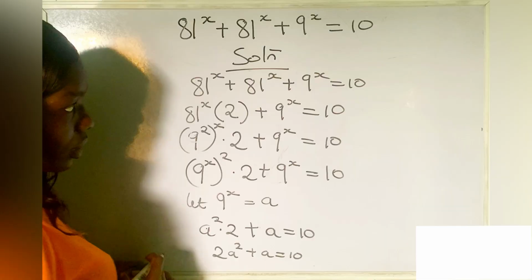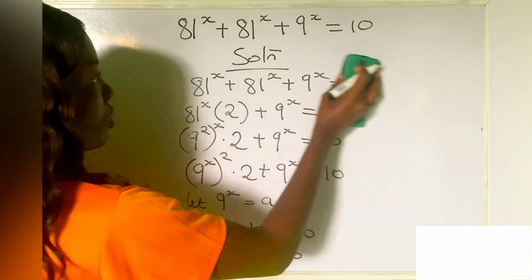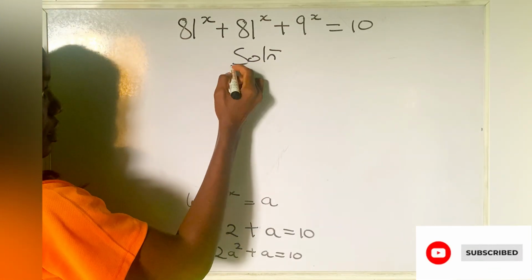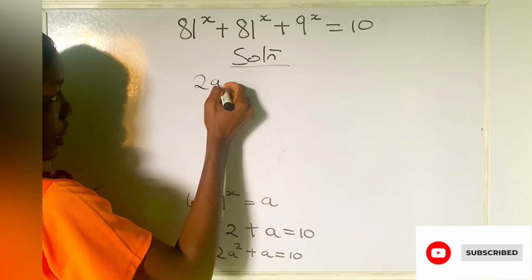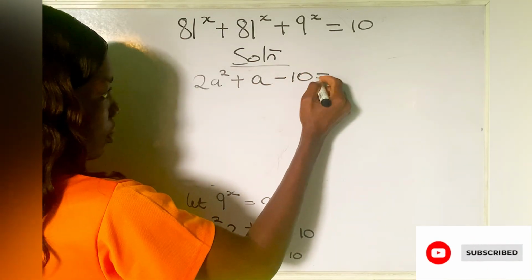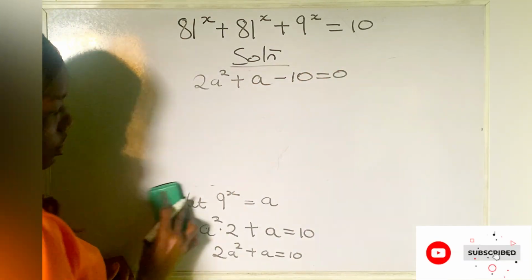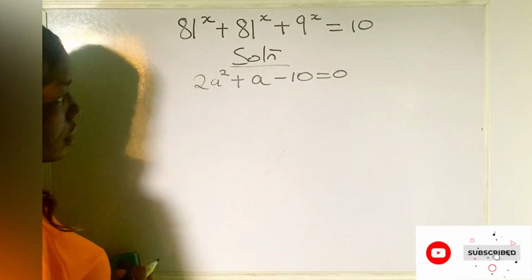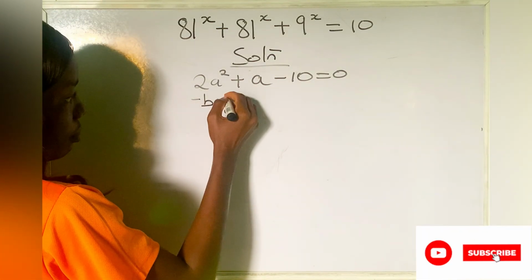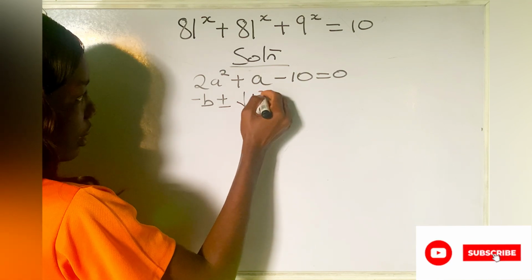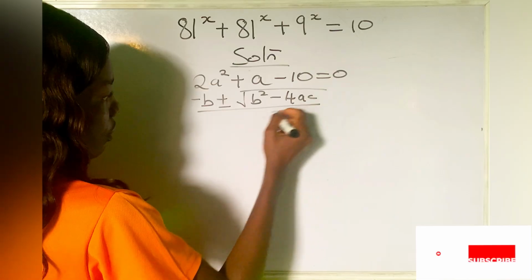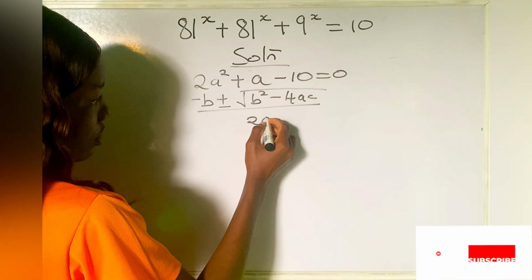Now, to write it well, we can say this is 2a squared plus a minus 10 is equal to 0, right? So let's use the quadratic formula, which is minus b plus or minus the root of b squared minus 4ac, over 2a, to solve it, okay?